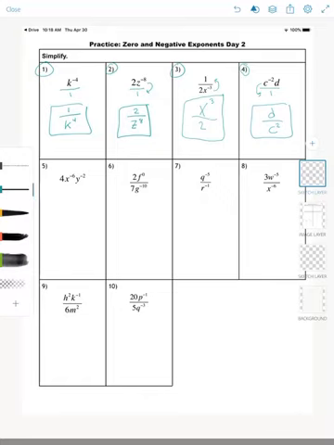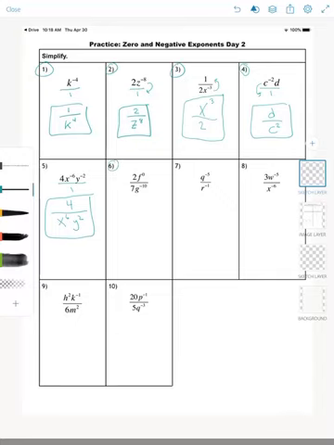Number 5, you have a 4, which is happy where it is. X to the negative 6 is going to want to move, and y to the negative 2 is also going to want to move. So 4 stays on top. X to the negative 6 goes to the bottom and becomes x to the positive 6. Y goes to the bottom and becomes y to the 2nd. There's our answer.